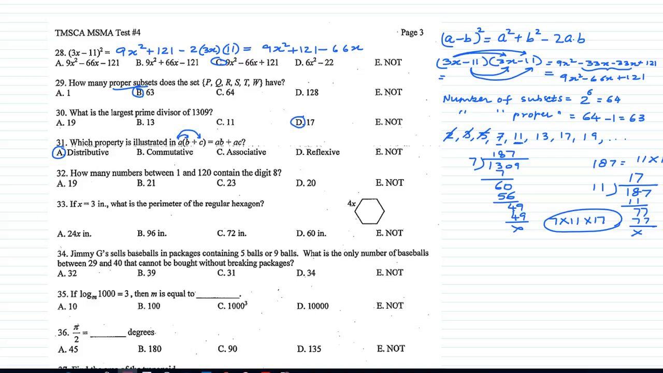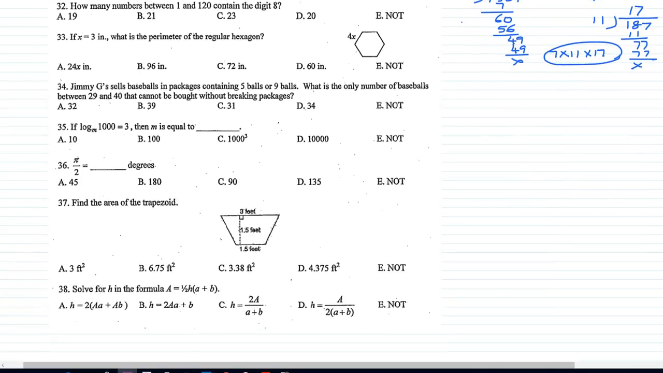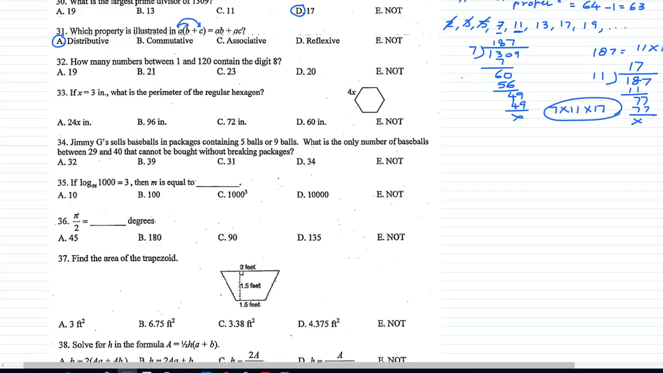Question 32. How many numbers between 1 and 120 contain the digit 8? So this is an interesting question. You have to do it very carefully. So if you look at the numbers between 1 and 10, clearly there is only one number that has the digit 8, right? And then if you look between 11 and 20, we have 18 that has a digit 8. Similarly, 21 to 30 has 28. And then we have 38 similarly, 48, 58, 68, 78.